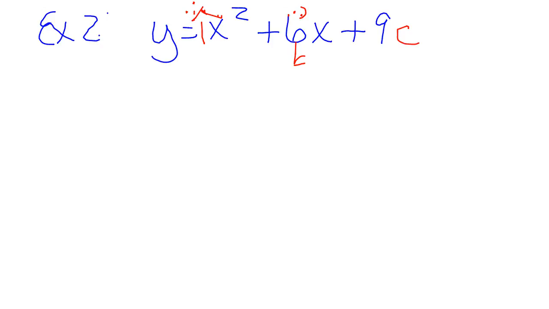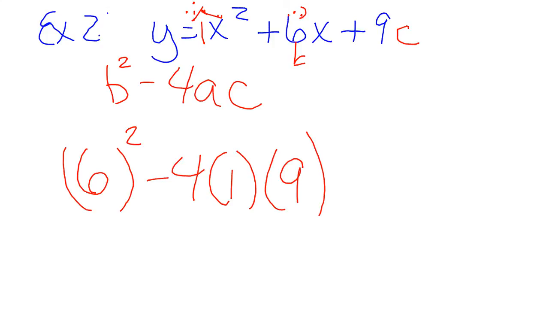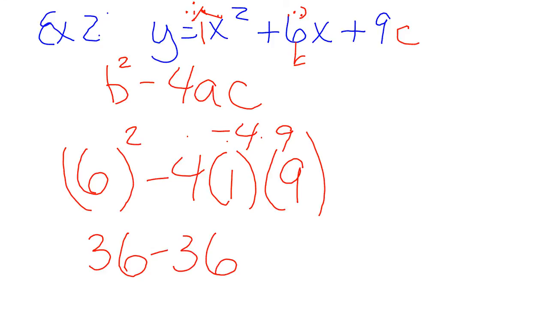So our formula is b squared minus 4ac. So b is 6 squared minus 4 times 1 times 9. So looking at this, we have 6 squared, which is 36. Now we have negative 4 times 1, which is negative 4, times 9, which is negative 36. So 36 minus 36 is 0. Therefore, there is one solution.